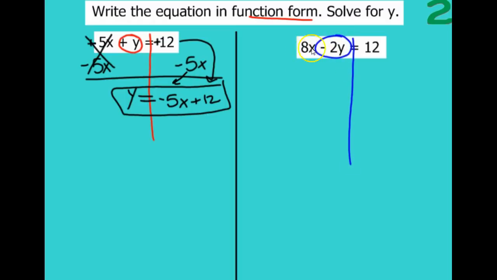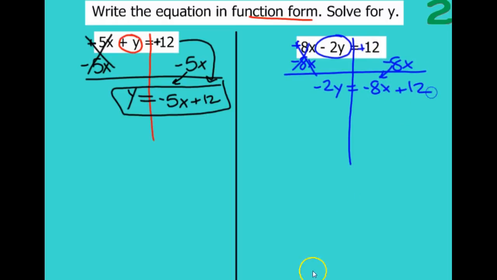So first I'm going to move this 8x over to the other side. And it's a positive, so I'm going to subtract 8x. Those are gone. We have -2y. And then, like I said, write your x's first. -8x. And this is a positive 12, so plus 12. There are a couple of you that stopped right here on your test. You're not done. y is not all by itself.